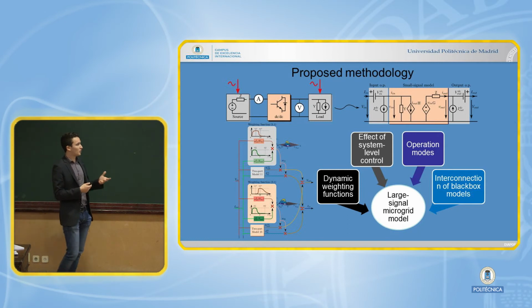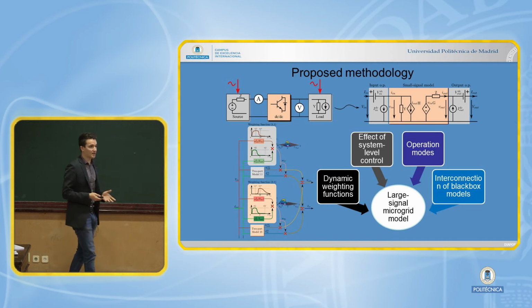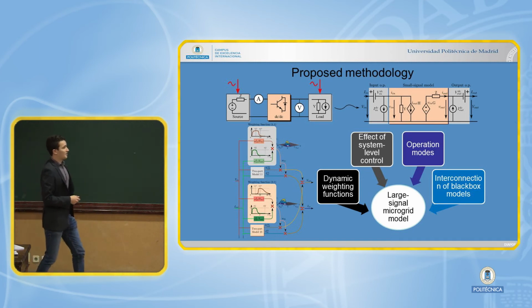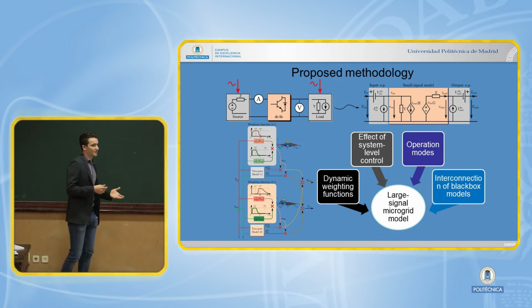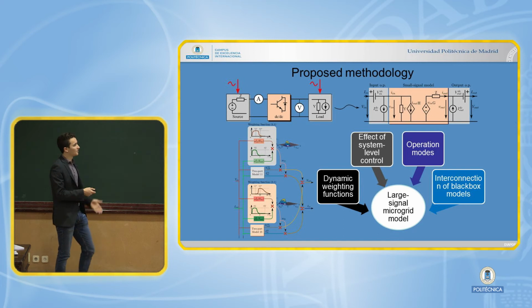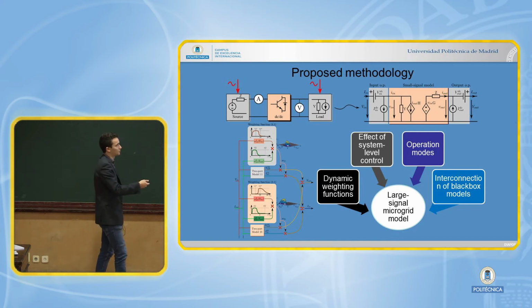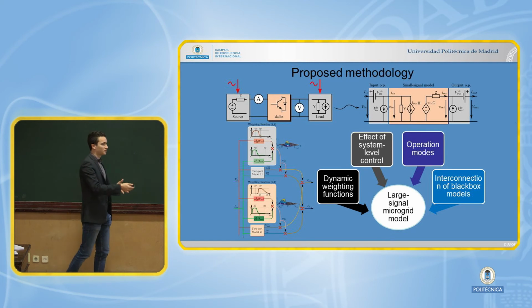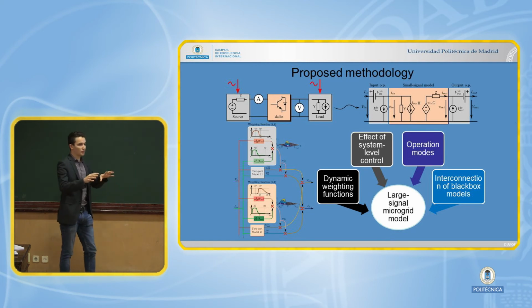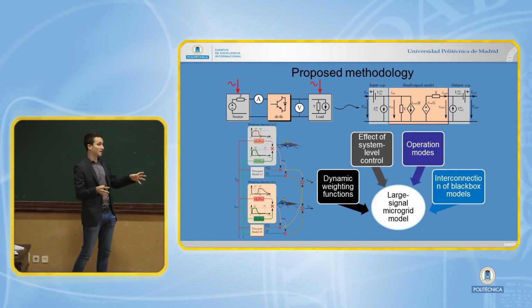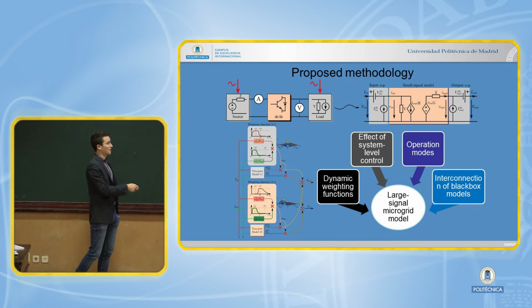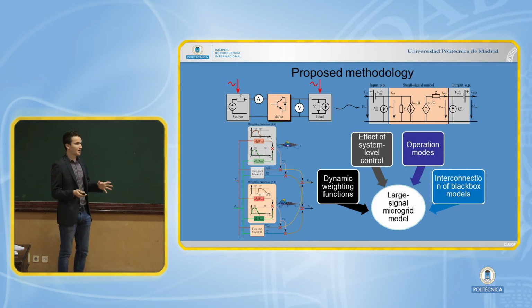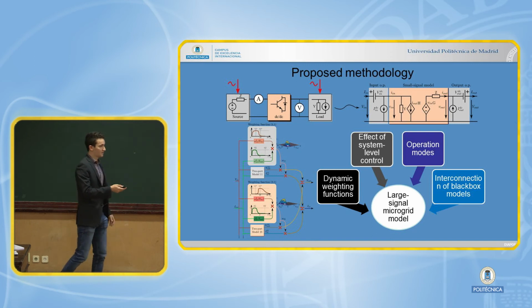In this thesis, we have proposed several methods to improve the accuracy and the possibility to account for different scenarios that we can see in DC microgrids. For example, a dynamic weighting function instead of a classical static weighting function in order to improve the transition between small signal models, how to include the effect of system level controllers, how to include different operation modes in the converters when they change from voltage mode to current mode, and also how to interconnect individual black box models in any desired power architecture. So at the end, we obtain a large signal model of the microgrid where we can study what happens in the microgrid in all these different scenarios.